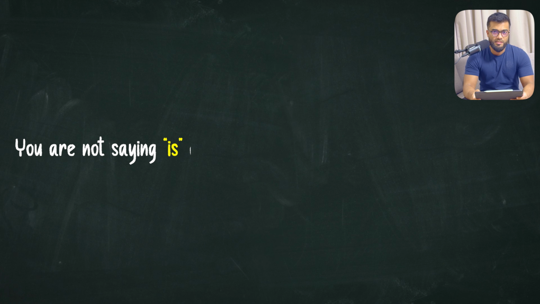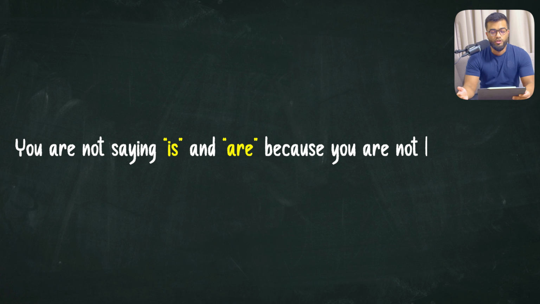The verb to be in the middle is not an option. That is the second form, present continuous. Here's something most teachers don't tell you. The middle word, that small word, which we call the verb to be, it's not just a grammar problem. It's also a listening problem. You're not saying is and are because you're not hearing them.